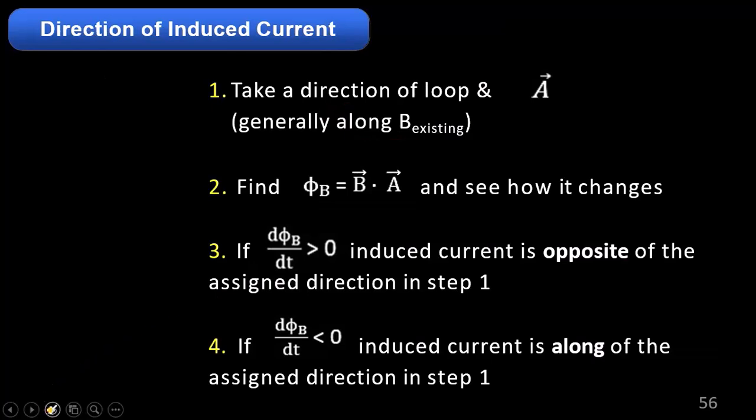Now, direction of the induced current. The induced current direction has to be calculated based on the Lenz's law. Now there is another segment, how to calculate the induced current. For that, I should use Faraday's law also. So first, take the direction of the loop and A vector along the existing B.